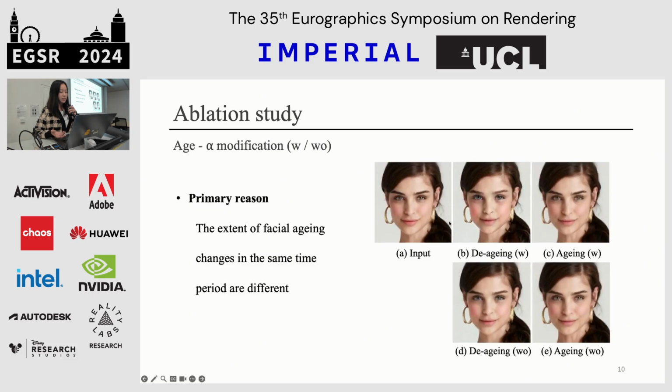Here is an ablation study of this part. Some of you might notice that before the age edit net, we still have a part called age alpha modification. The main reason for that is the extent of the facial aging changes in the same time period are different. For example, if the input image is 20 years old, and the target age is 10 years old, or the target age is 30 years old, the faces usually change more between 10 to 20 than 20 to 30. So with this modification, the re-aged results look more realistic than without.